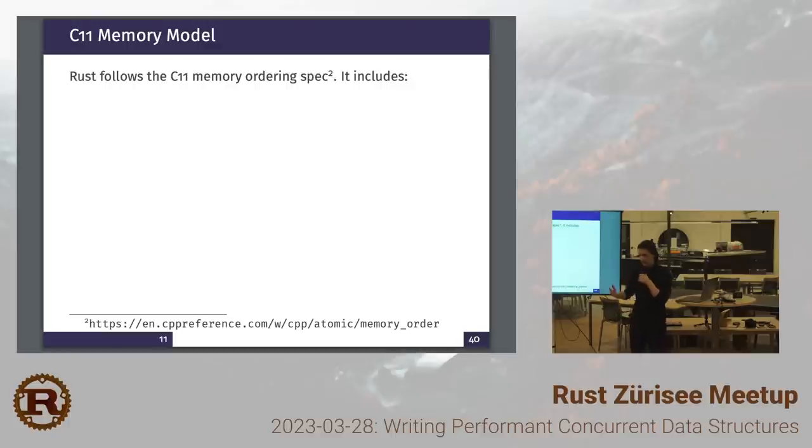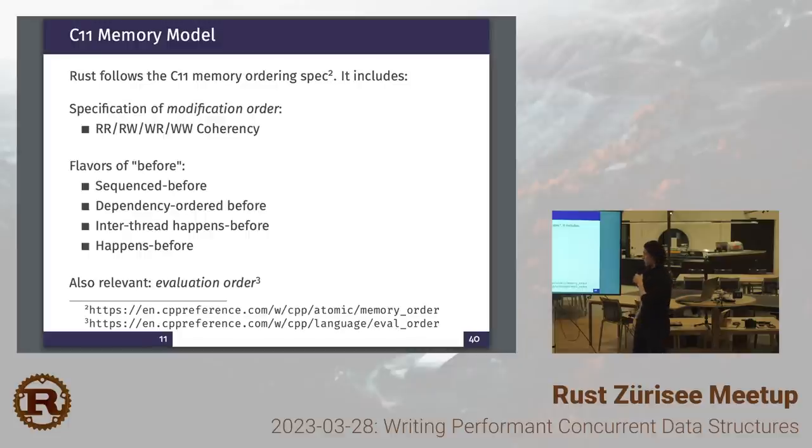Rust does not have a formally specified memory model, but currently just copies what C++ does. And because it's relying on LLVM, it just emits the same instructions and intrinsics that Clang would use. This memory ordering spec of C11 is actually pretty great because it includes a very nice overview of cache coherency and also explains what it means for things to be ordered before other things. If you understand the modification order, evaluation order, and these different flavors of before relations, then you eventually arrive at things like release-acquire pairs or sequential consistency, which are some of the most basic building blocks of concurrent data structures. So highly recommended.